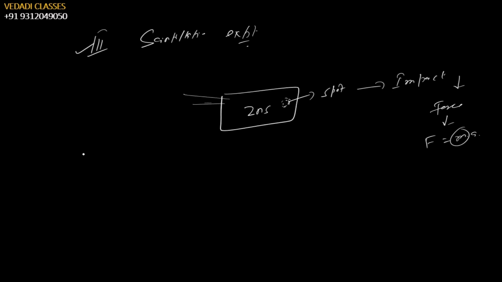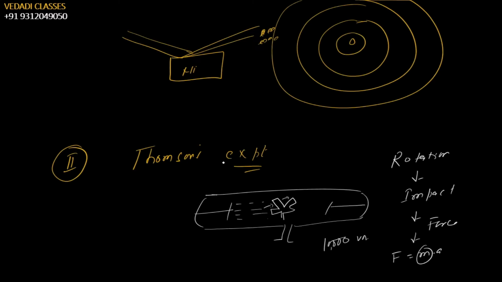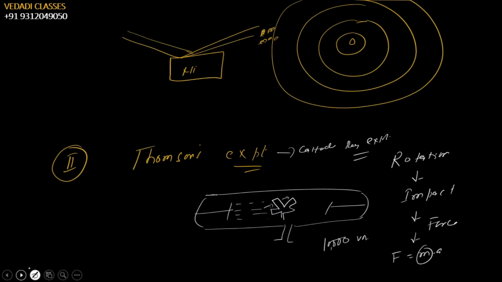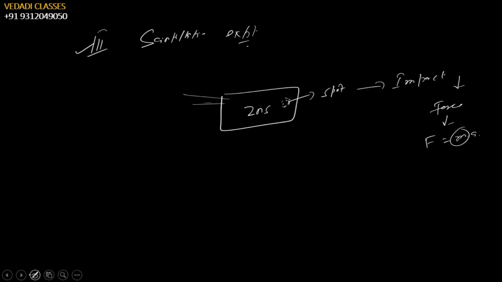So these two experiments, the scintillation experiment and the cathode ray experiment, the Thomson experiment, both prove the particle nature of matter, and Davisson and Germer's X-ray diffraction pattern shows wave character. So de Broglie proved that matter has both wave as well as particle character. Not only did he prove it theoretically, he also gave a mathematical relation.